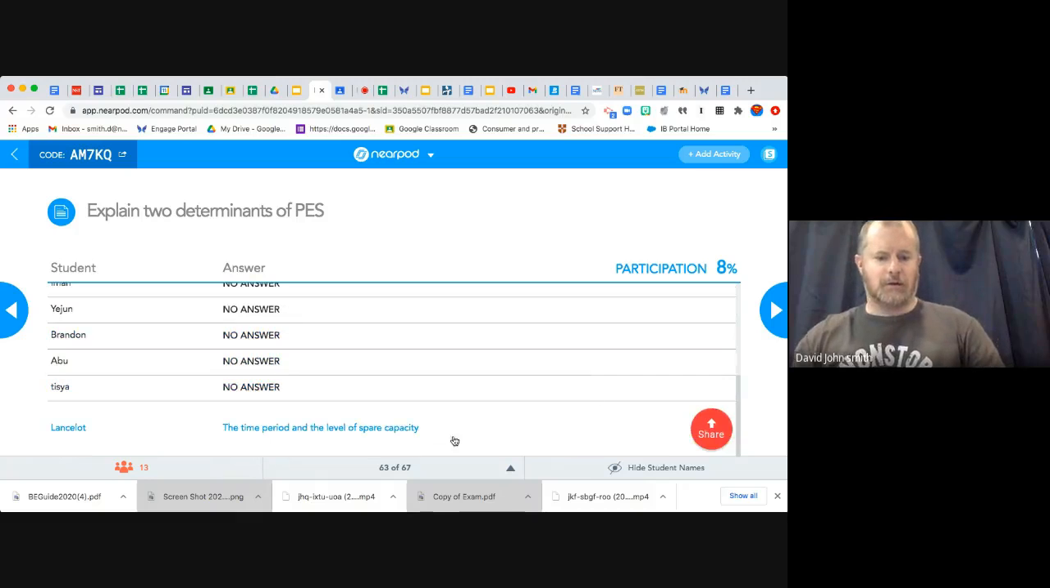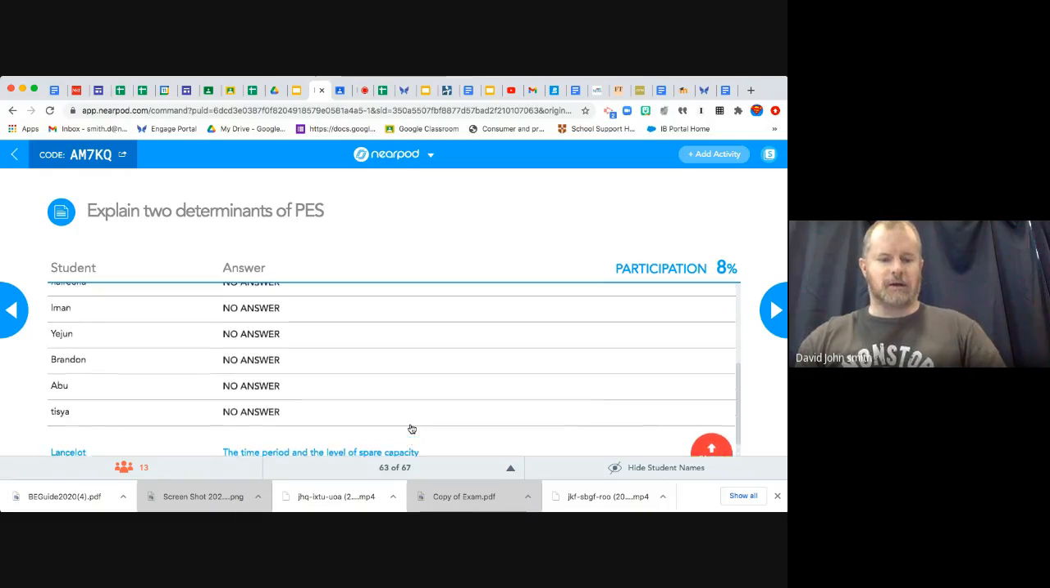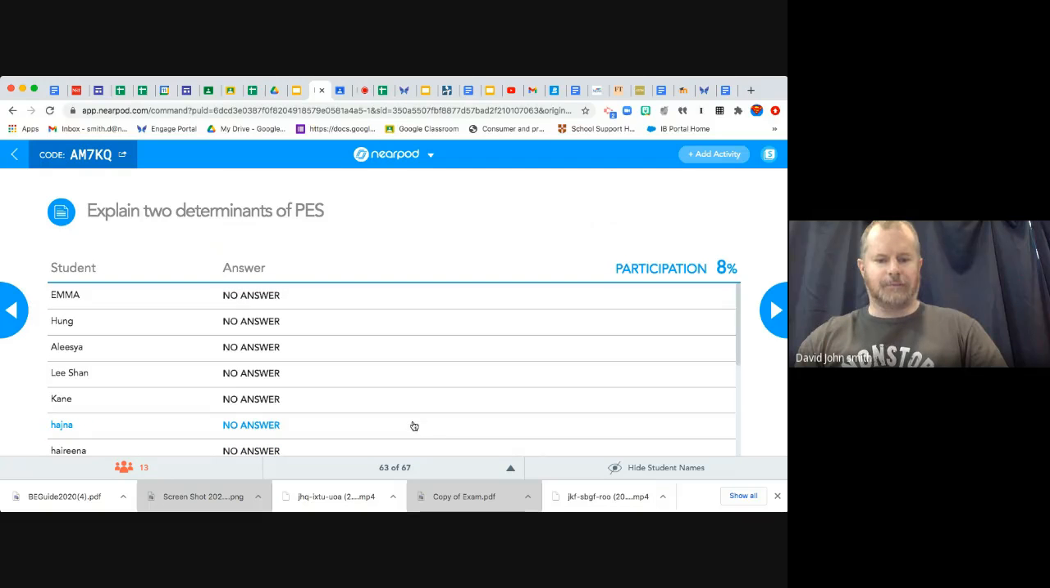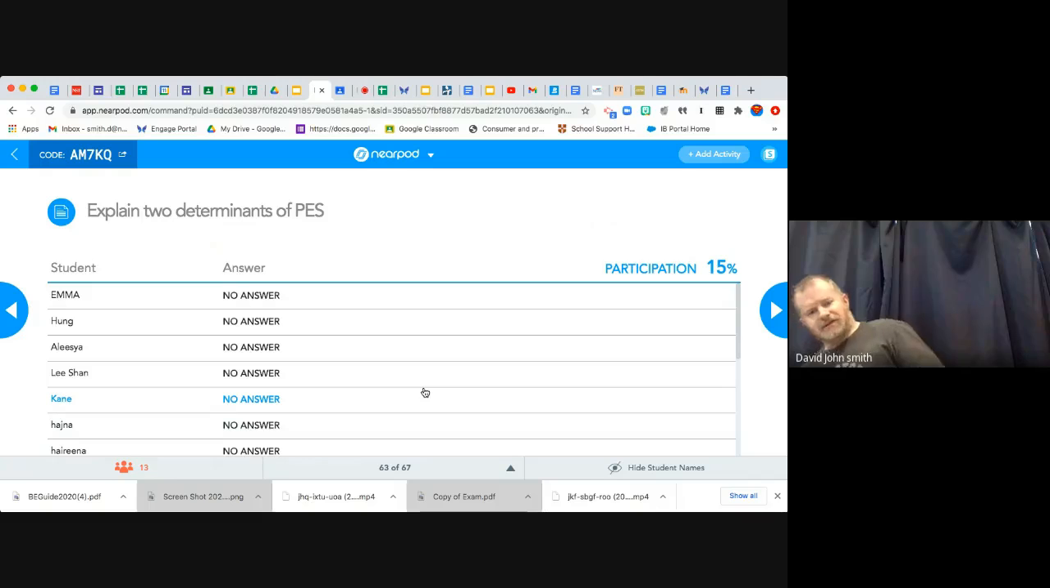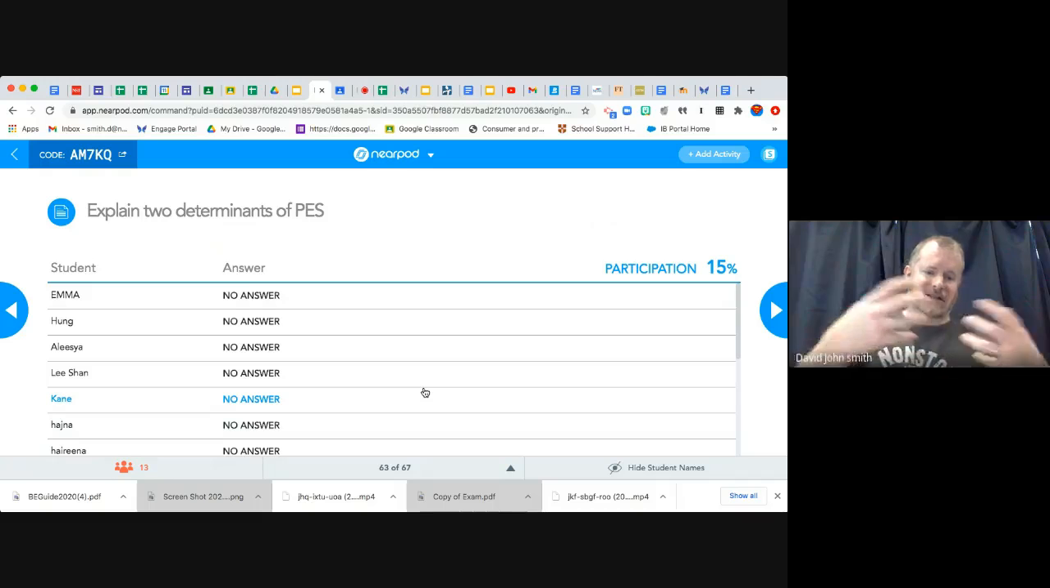So look. Good. Yes, the time period and the level of spare capacity. Well done, Lancelot. There we go. Now you'll notice I'm asking for 2, which means effectively this particular question, if it's in your exam, you're looking at about 4 marks, right? Because you've got 2 and 2, so 2 marks for each determinant that you have explained. Now explain isn't just state, right? Theoretically, when you start writing these for real, you are going to need to add the detail and explain how it impacts on elasticity.